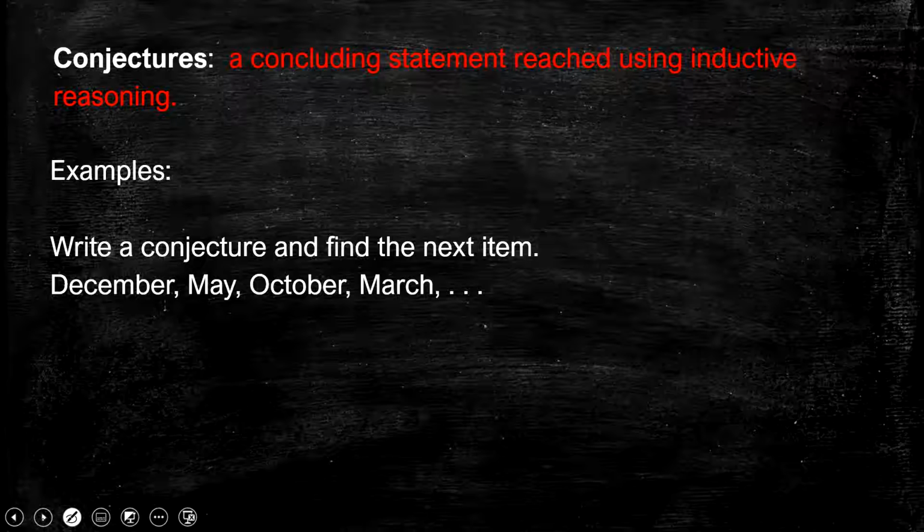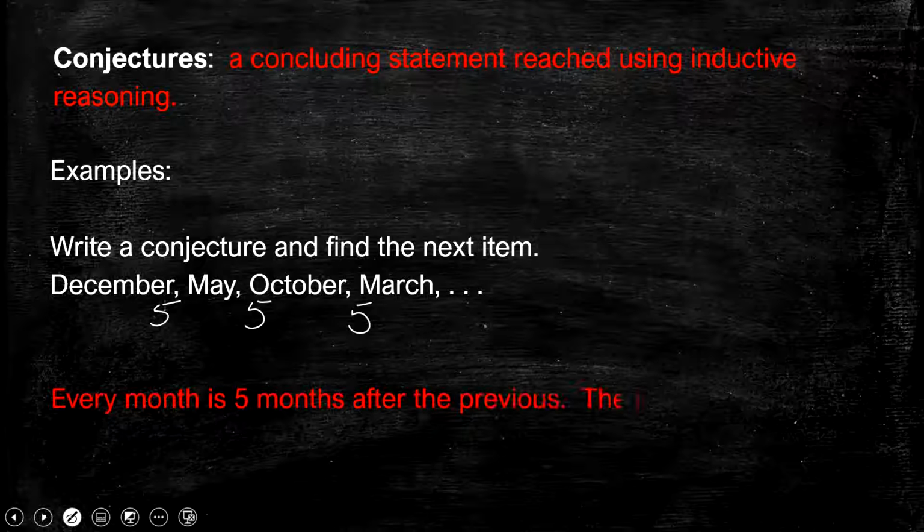So if we look at it and kind of count from December to May, the difference is 5 months. From May to October, again, it's 5 months. October to March, 5 months. Our inductive reasoning tells us that they're skipping every 5th month. So our next item that we're looking for after March, 5 months from March, is going to be August. So, like I said, every month is the 5th month of the previous, so our next month will be August. That's what you're going to be looking at, trying to do in some of the stuff that we're working on in the notes and for the homework.